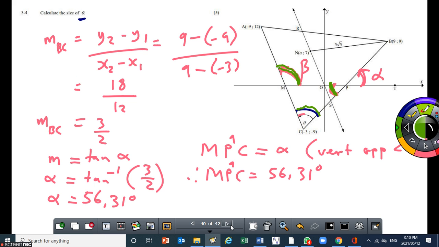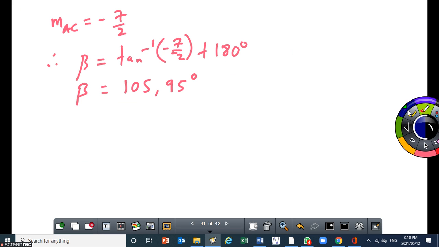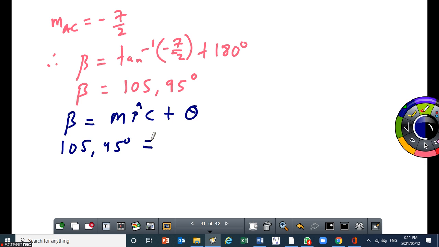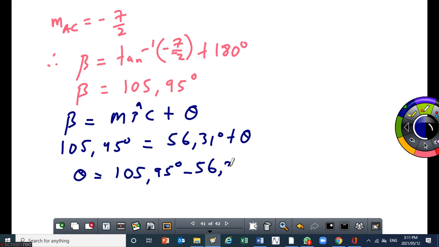So we take on from there. I'll say beta is equal to MPC plus what? Theta. Beta is 105,95 degrees. So that's what I say. MPC 56,31 degrees plus theta. Therefore, theta, you take the 56,31 to the left, you get 105,95 degrees minus 56,31 degrees. What answer do you get? 49,64.